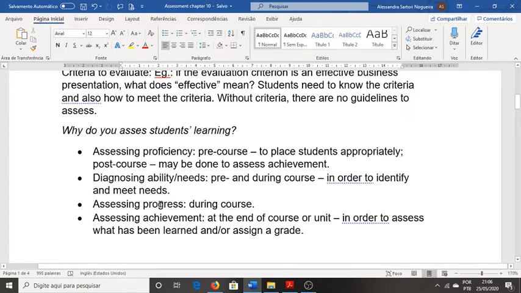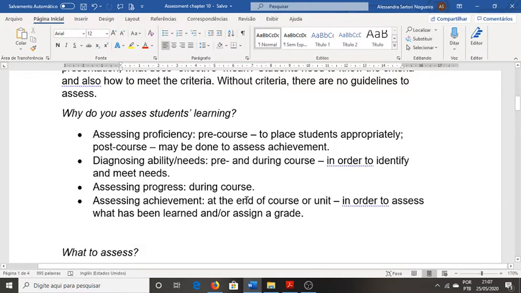Well, another reason is diagnosing ability and needs. You can do a pre or during course test in order to identify and meet students' needs. And you could assess their progress during course and assess their achievement at the end of the course or unit in order to assess what has been learned and or assign a grade. And then you assess what has been learned to plan the next steps. Right, if you have to do a review, for example. So sometimes you assess students not only to assign them a grade, but to plan your next steps.